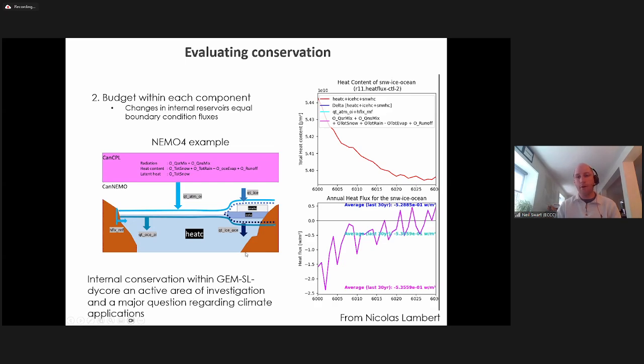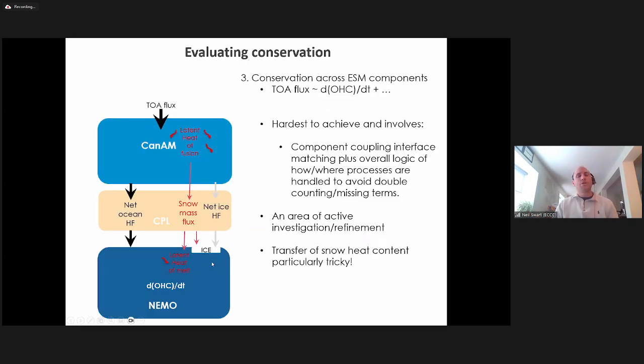So this is just an example from NEMO, but this has to be evaluated in every component, and particularly with the GEM discretized semi-Lagrangian dynamical core, this is really an area of active investigation and potentially concern, because semi-Lagrangian is not natively conservative. So we can look at each component, we can look just strictly across the coupler interfaces, but the real thing that we're aiming for is to get conservation across the full ESM, across these components. Ultimately what that would mean is that the top of atmosphere flux, the flux from space, is essentially equivalent to the change in ocean heat content. The reservoirs of atmosphere and land and ice are relatively small. You could include those, but those are third order terms.